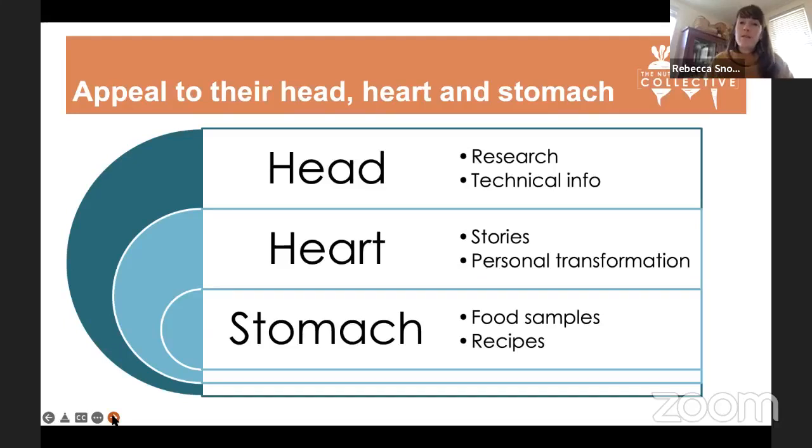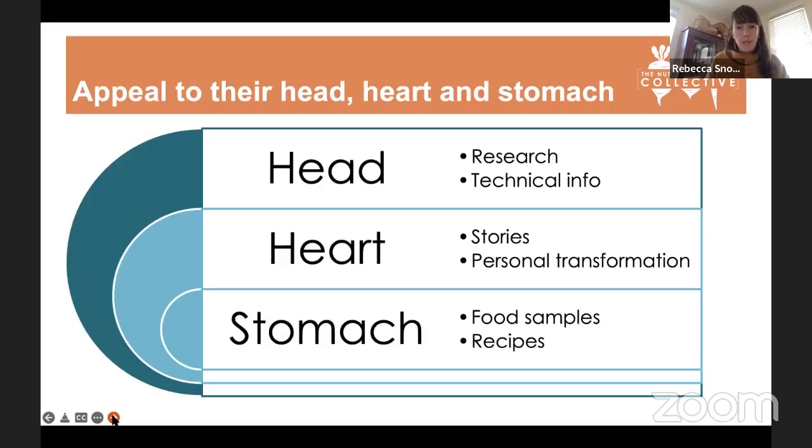Last but not least, one of my favorite tips when you're creating talks for the community is to appeal to people's head, heart, and stomach. So we tend to focus on the head. You've just finished your master's degree, or maybe you're a few months out or a year out, but you're really steeped in academic literature. You love learning, and this is your career and your field. So you're reading research, and that is awesome.